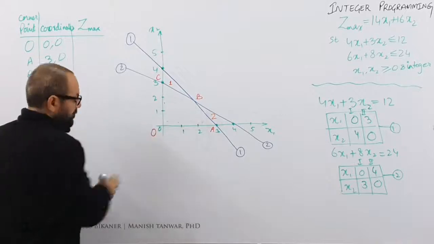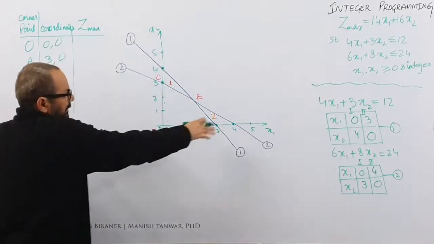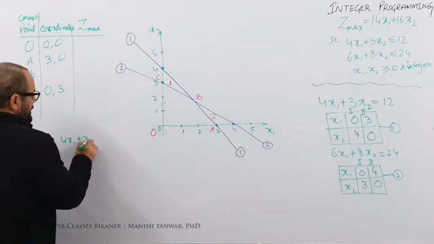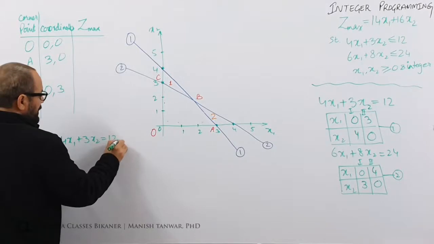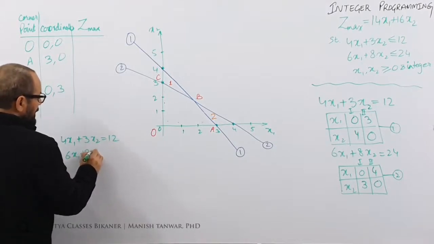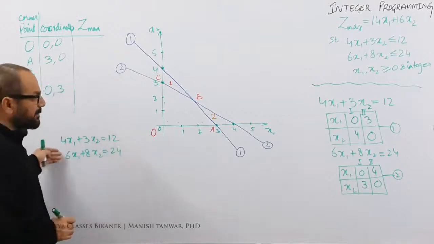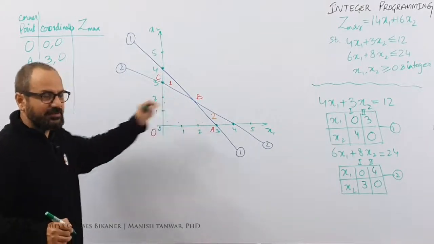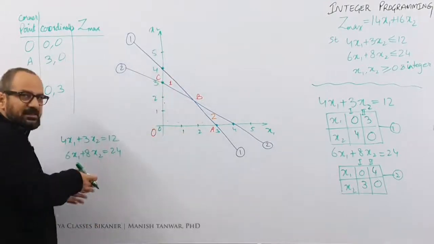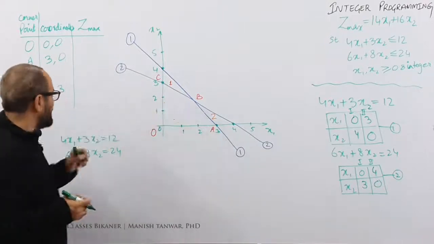For B, B is actually the intersection of constraint 1 and constraint 2. Constraint 1 is 4x1 plus 3x2 is equal to 12. Constraint 2 is 6x1 plus 8x2 is equal to 24. Now, if we solve them simultaneously, I will get the solution of this point, because this is the only point common to both equations, which will be B.